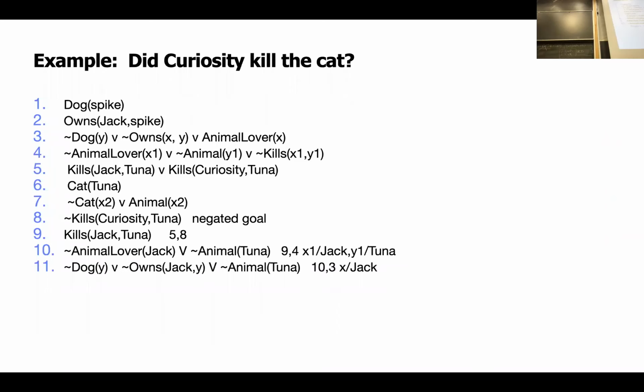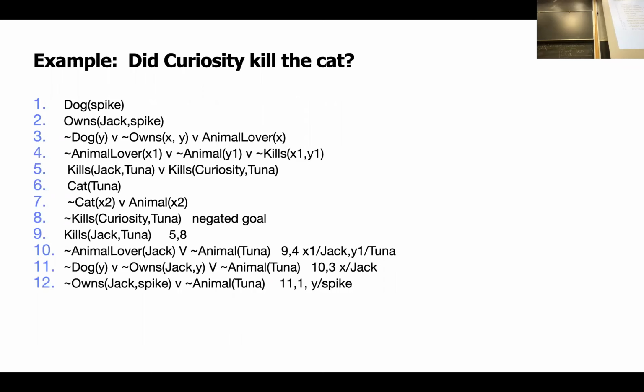And then we combine 10 with 3, unified over what? Over which of these terms? What do we unify on? So 10 with 3. So animal lover, yes, animal lover is common. And that means that we have to make x be equal to Jack. And we're left with not animal of Tuna and not dog y or not owns x or y, which is what we have here.